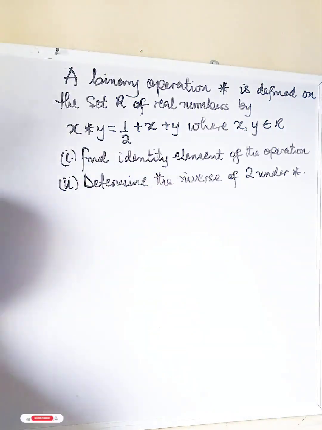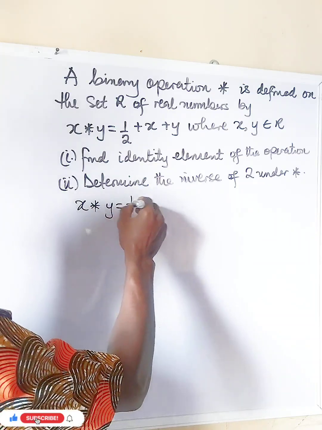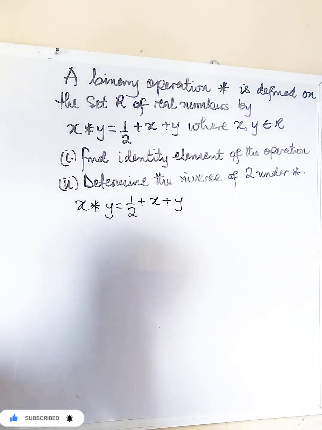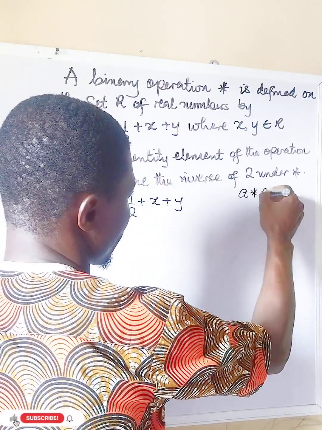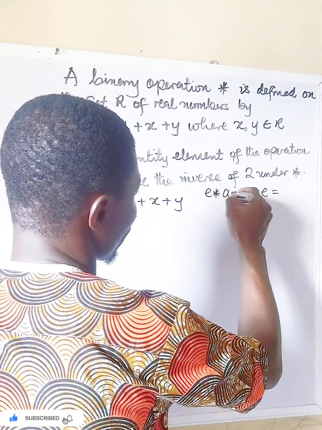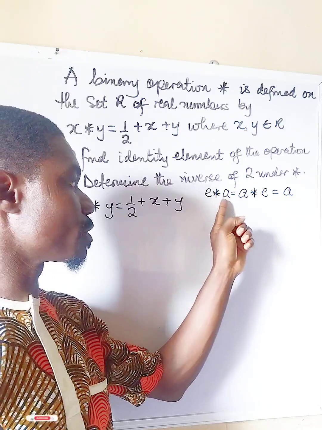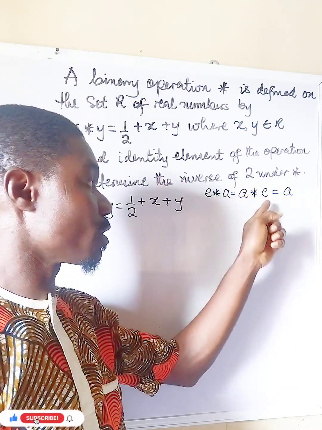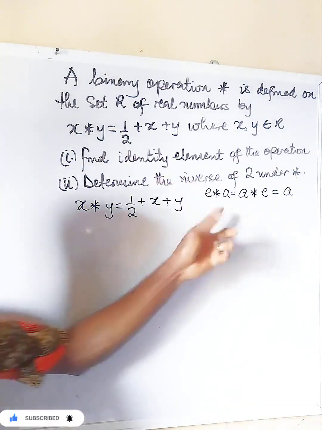Now let us look at this. Here we have x * y, which gives us 1 over 2 plus x plus y. Okay, now for identity elements, the rule is x * e = e * x = x. Right, now this is the rule. When the identity element is operated on another element, or the element is operated on the identity element, it gives you the element. So that makes e a neutral element.